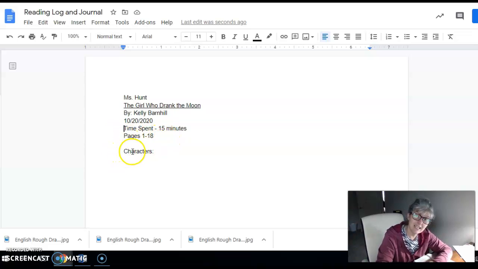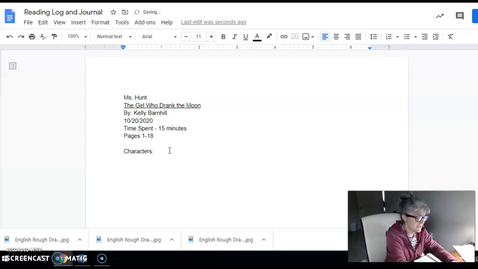Today's prompt is asking us about characters because it's a new book, so they're going to introduce a lot of new characters. We're going to talk about those. In my book, the main character that I've seen so far is Zan. And she is a witch, so I'm going to put that in there. Let me make sure I spelled that correctly, a witch.